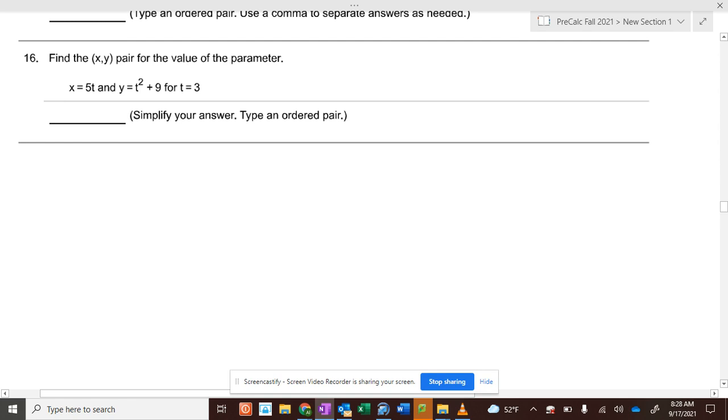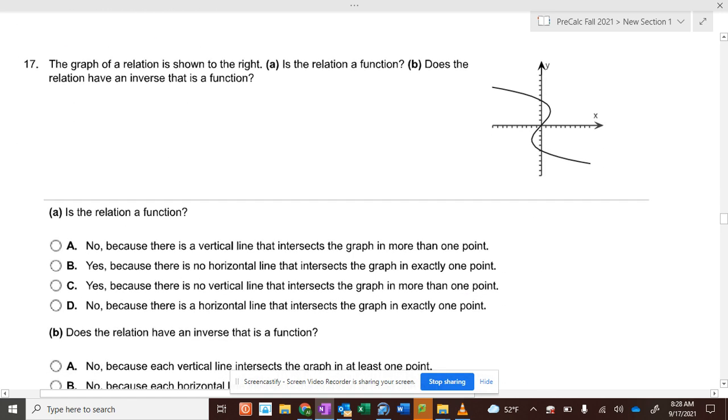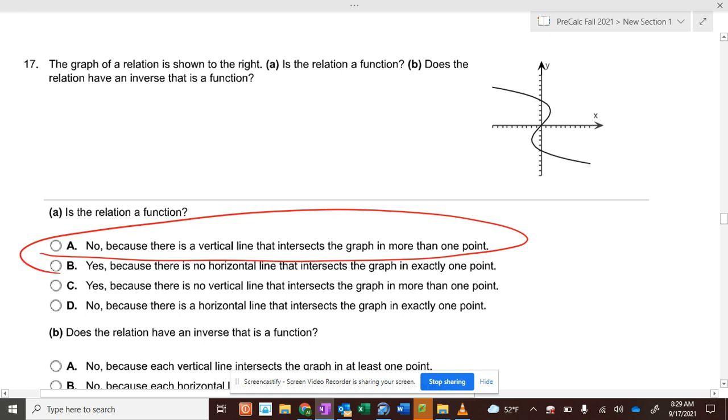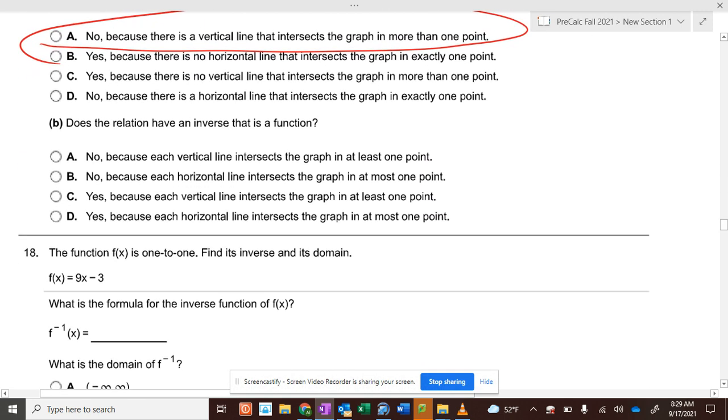Now parametric equations, which are easy. Okay? Stick 3 in for t. So this is 15 and then 18, correct? Is that a function? No, it is not a function because it does not pass the vertical line test. Is that a one-to-one relation? Yes. So the inverse is a function because it passes the horizontal line test. So that's that one. Okay?